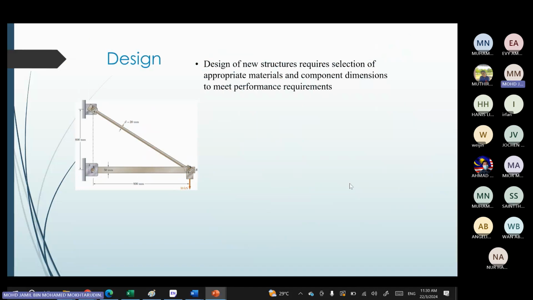So let's say you are required to design something, to design a new structure, for example. Design of new structures requires selection of appropriate materials and component dimension to meet performance requirement.